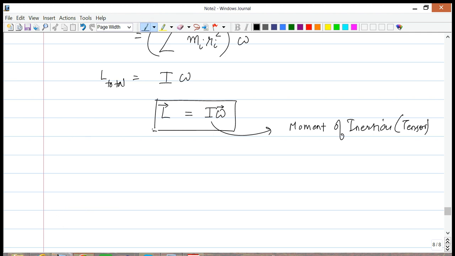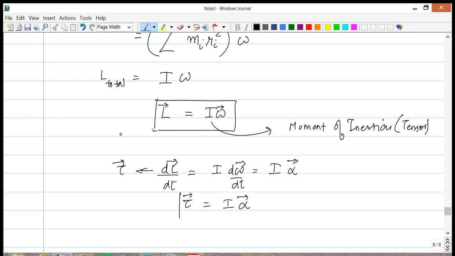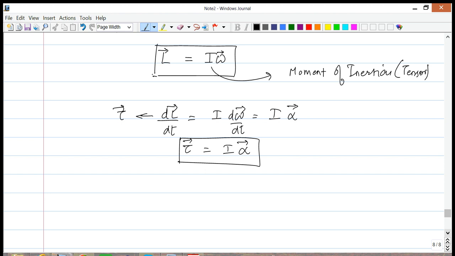So we have L equals I times omega, and from here we can also obtain our next relation. If you remember, dL by dt is equal to I times d omega by dt, and d omega by dt is simply alpha, and dL by dt is simply torque. So we also obtain the expression that torque is equal to I times alpha. The angular momentum is simply I times omega, so if you know the moment of inertia for an object about a particular axis, you can find the angular momentum about that axis.